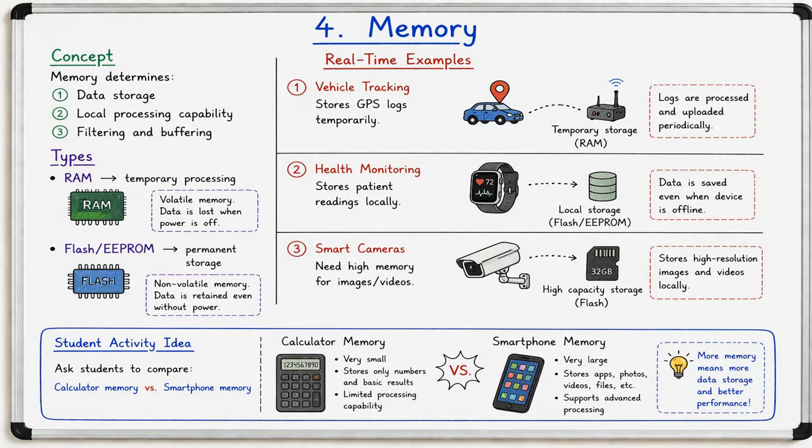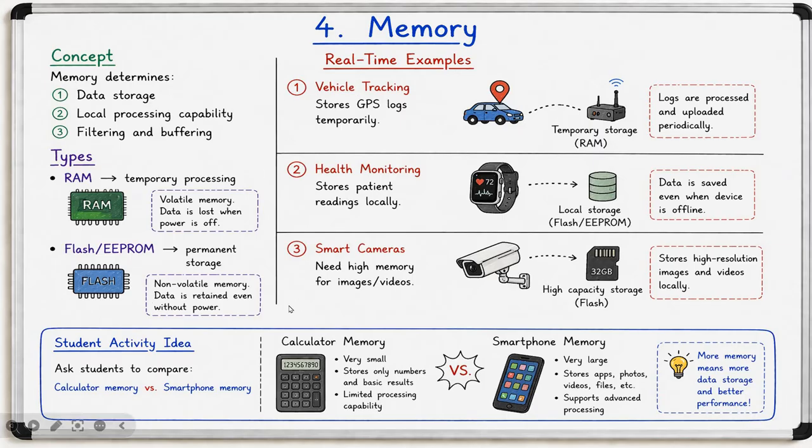Then comes the local processing capability, where the memory allows the device to process the data locally without sending everything to the cloud. And more memory means the device can handle more complex tasks on its own. And also this memory determines filtering and buffering, where memory temporarily stores incoming data before processing or transmission, and it will help in filtering unnecessary data and sending only important information.